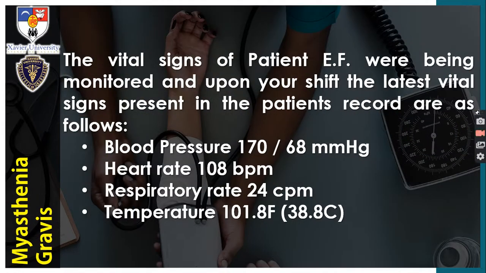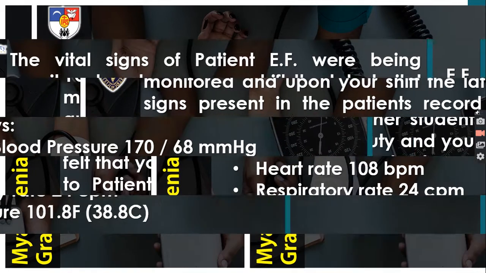The vital signs of patient EF are being monitored, and upon your shift, the latest vital signs present in the patient's record are as follows: blood pressure of 170 over 68 mmHg, heart rate of 108 beats per minute, respiratory rate of 24 cycles per minute, temperature of 101.8 degrees Fahrenheit, or that's equivalent to 38.8 degrees Celsius.